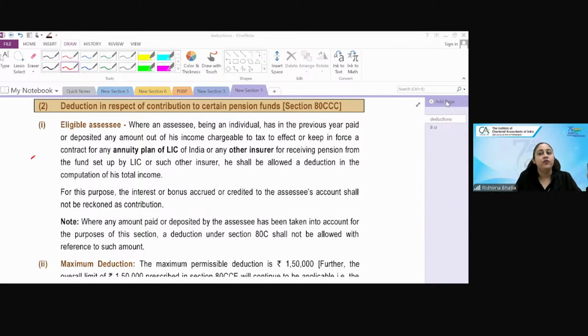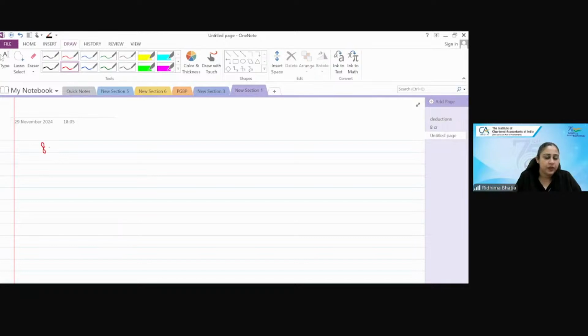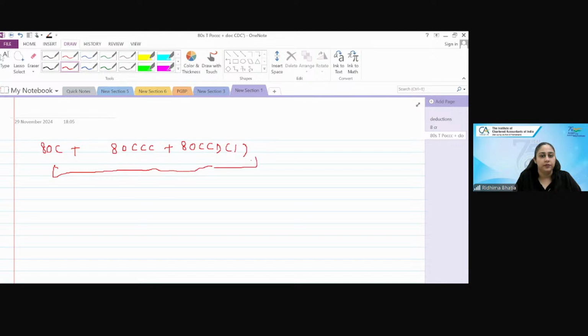Now, the interesting part which you all have to focus on is the part which I'm writing: 80C plus 80CCC plus 80CCD subsection 1, all in aggregate has a maximum deduction of 1,50,000. So you have individually 1,50,000 for this, and this. But when you aggregate them, then also in total you have maximum 1,50,000.